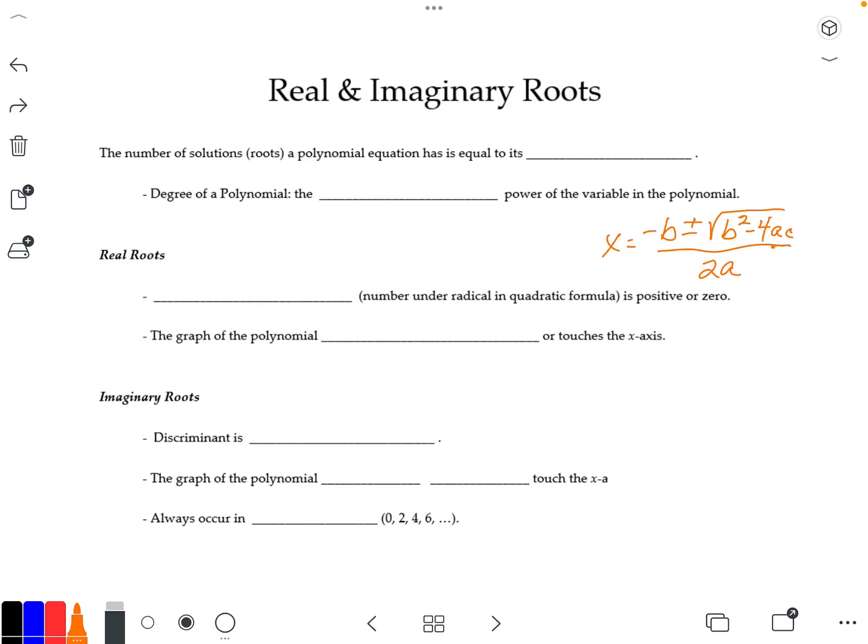Hi there. In this video, we're going to talk about how to find real and imaginary roots in polynomials. So in your notes there, we'll go ahead and fill in some of the blanks here, and then I'll show you some examples. The number of solutions or roots.